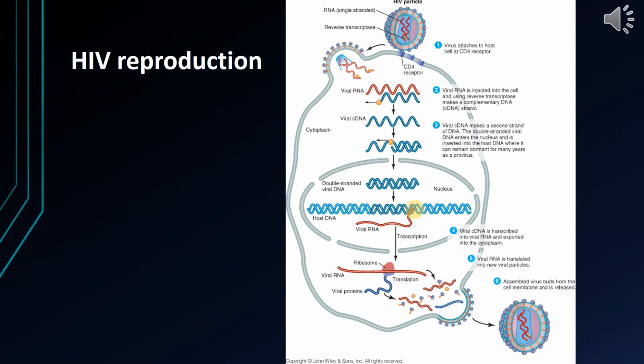provirus. So after several years have passed, the viral DNA can then be transcribed back into viral RNA and exported into the cytoplasm. The viral RNA is then translated into new viral particles, and then the virus is assembled within the host and buds off a part of the host cell membrane to form the envelope. So now we have a fully functioning virus which has emerged from the host T cell.